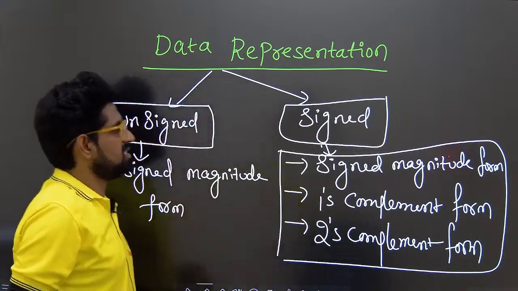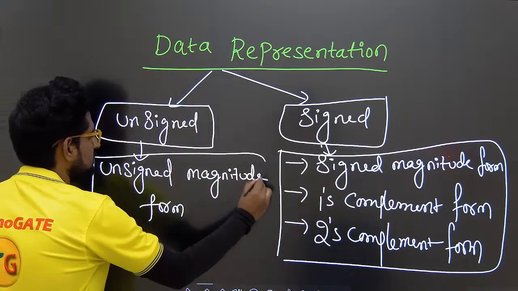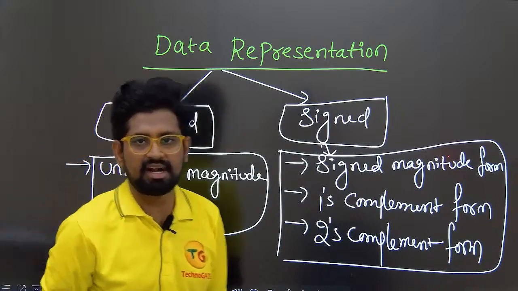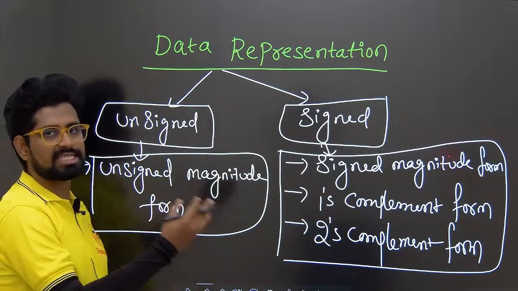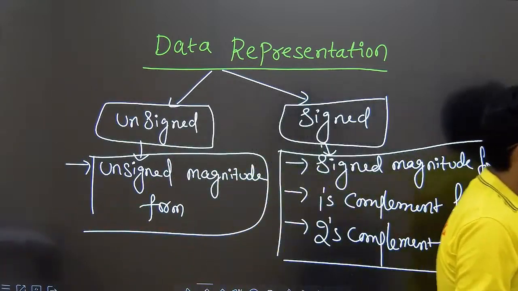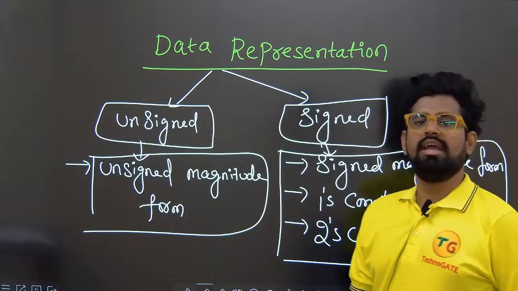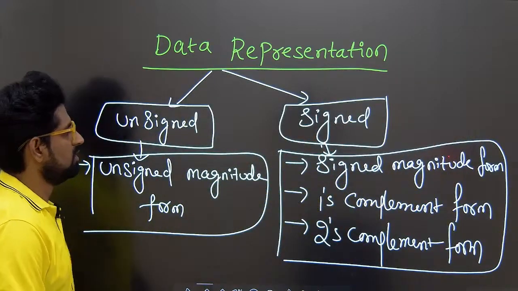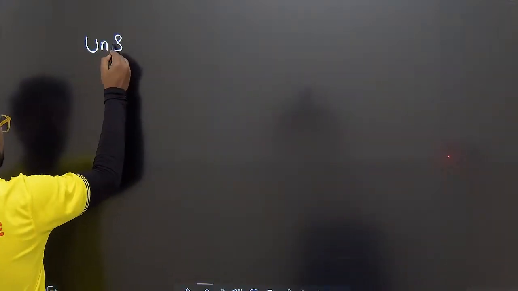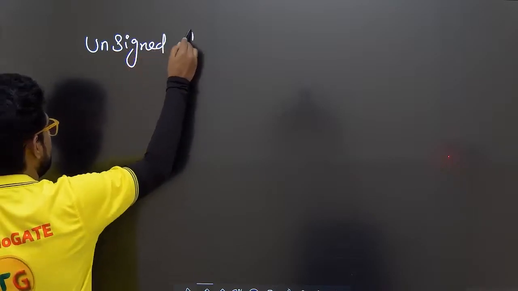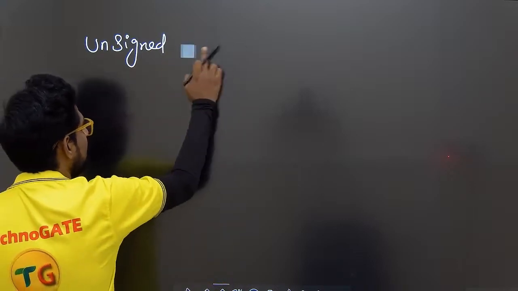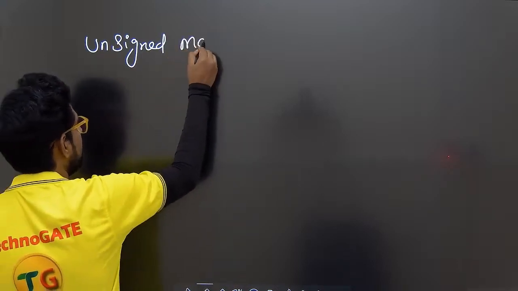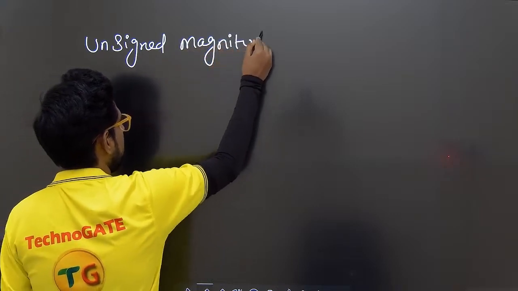Now let us discuss which format is useful for us and how to represent the data in various formats. Instead of having unsigned format, why do we go for the signed form? Everything we are going to discuss. So now let me write the unsigned form. In the unsigned form, the first type is unsigned magnitude form.